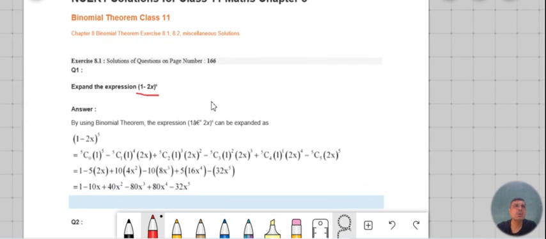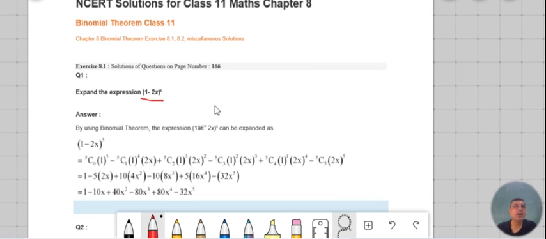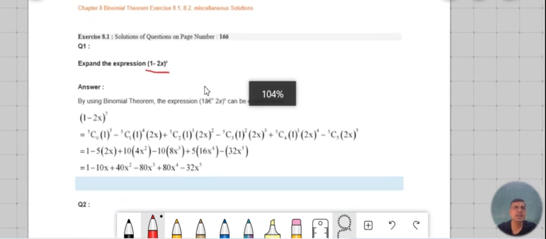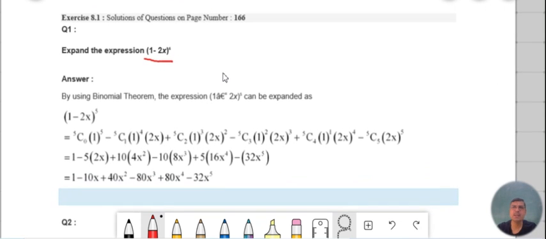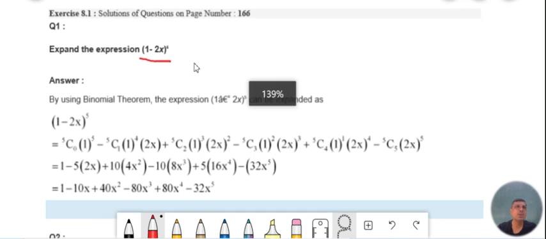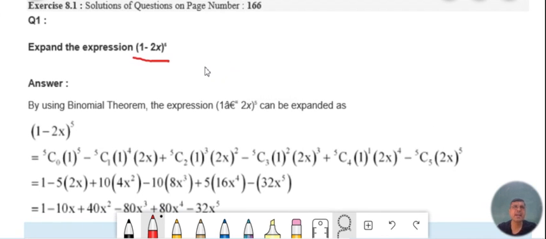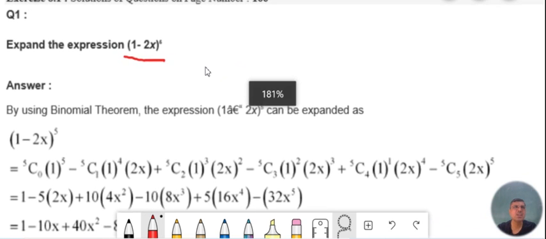Okay, good morning everybody. Today we will discuss using binomial theorem how to solve exercise number 8.1. Very simple exercise. If you know binomial theorem, then very easily you can answer all the questions. Question number 1. This is a direct application of binomial theorem.